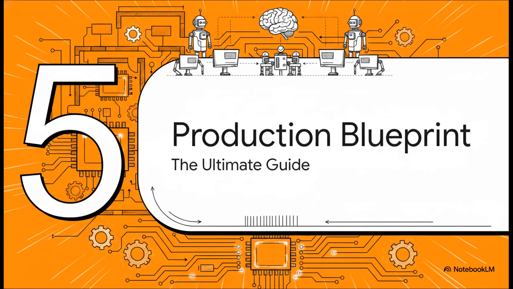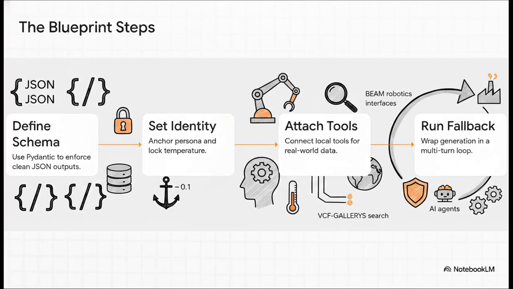And finally, let's pull it all together in Section 5, the production-grade blueprint. This is really the culmination of everything we've discussed today, unified into one single, powerful architectural approach. When you sit down at your workstation to actually write your code using the google-genai SDK, this is your mandatory checklist. 1. You define your Pydantic schema to strictly enforce clean JSON output.